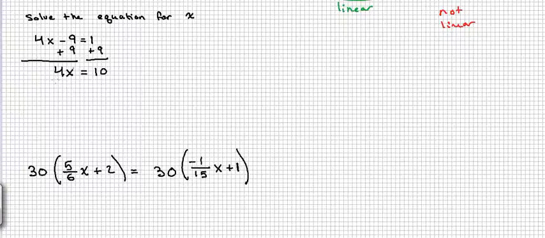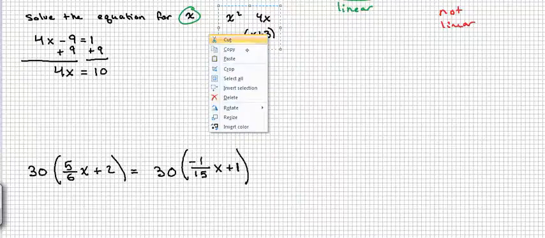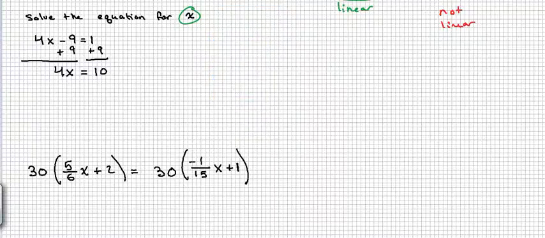Then what we need to do is get it by x. We're not solving for x squared. We're not solving for 4x. We're not solving for x plus 3. We're solving only for x. So what we're going to do here is divide both sides by 4. That'll give us x is equal to 10 over 4.